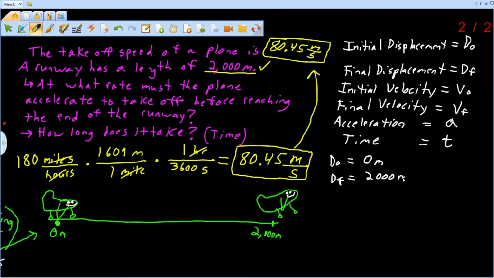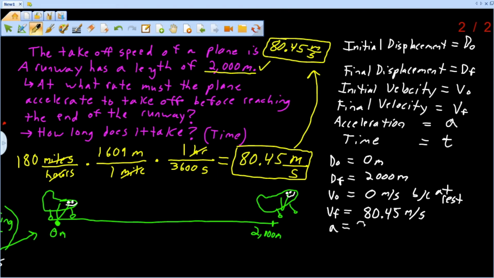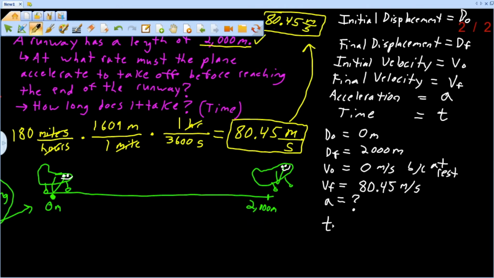Our next variable is final displacement, meaning ending point, and we're ending at 2,000 meters. Our next variable is initial velocity, and this is almost always 0 meters per second because our object is usually starting at rest. Next, we have final velocity, and we see that our final velocity here is 80.45 meters per second. Then we're going to look at acceleration, which we don't know because that's what it's asking us to solve for. And lastly, time, which we also don't know because it's asking us to solve for that.